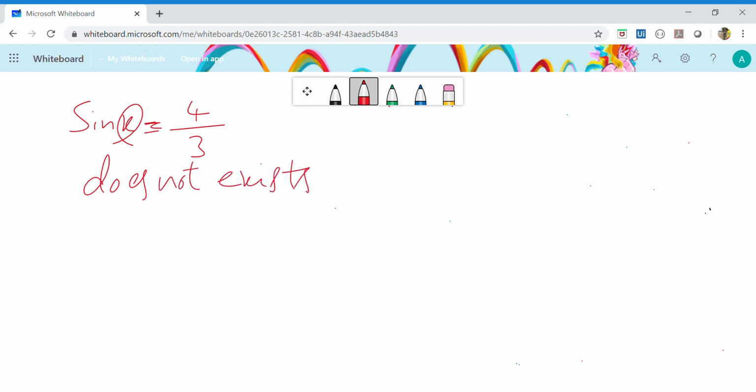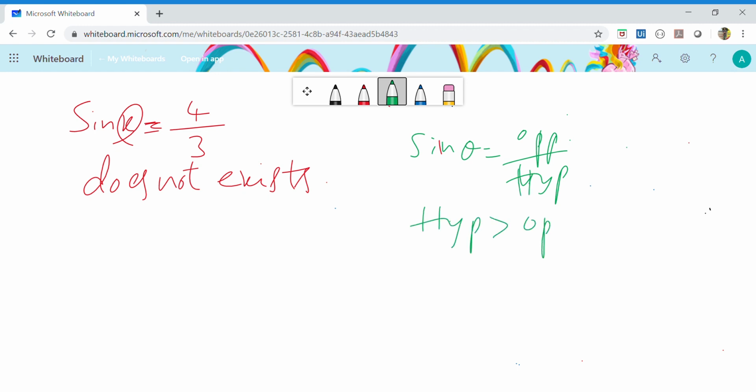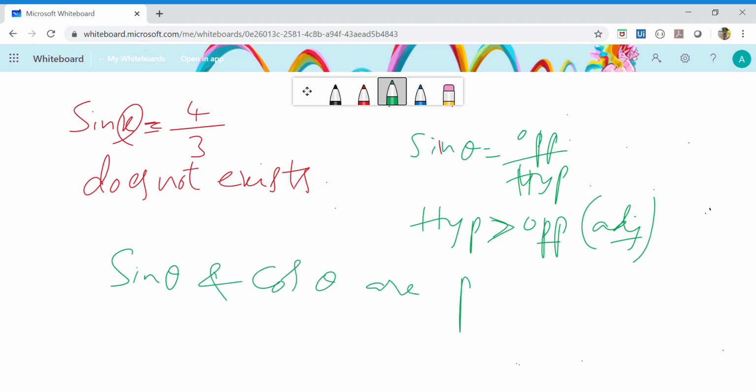Why? You can guess. Because of the definition. What is the definition for sine? Sine theta is the opposite side to theta by hypotenuse. And which is greater? Hypotenuse is always greater than the opposite side or the adjacent side. So this becomes a proper fraction. Sine theta and cos theta are proper fractions.